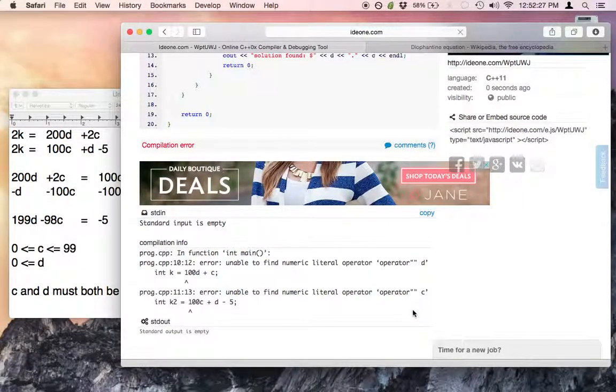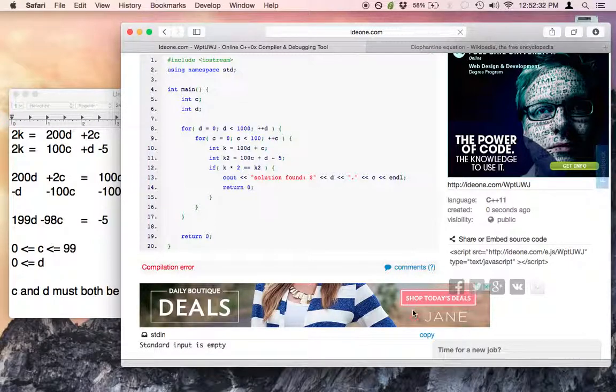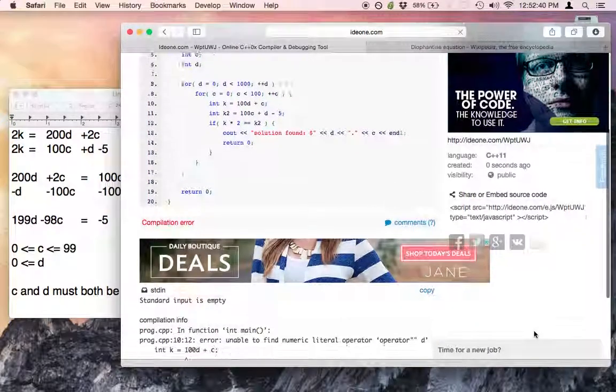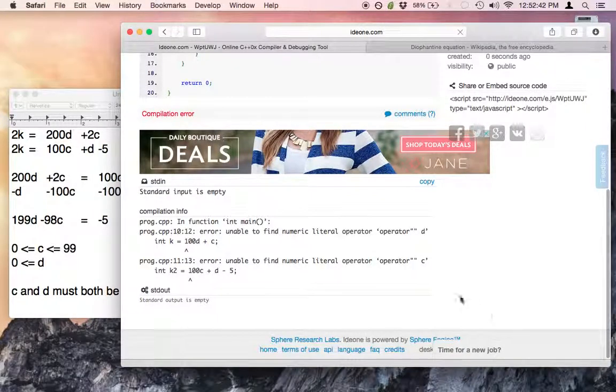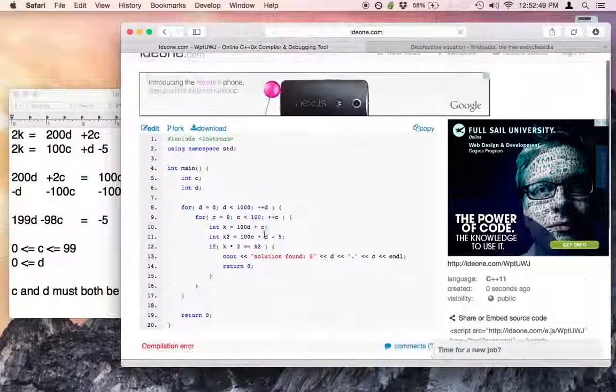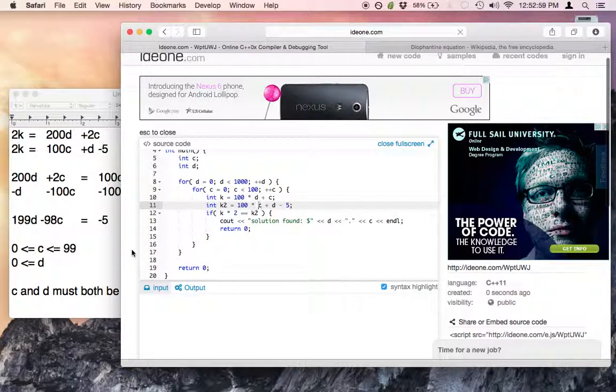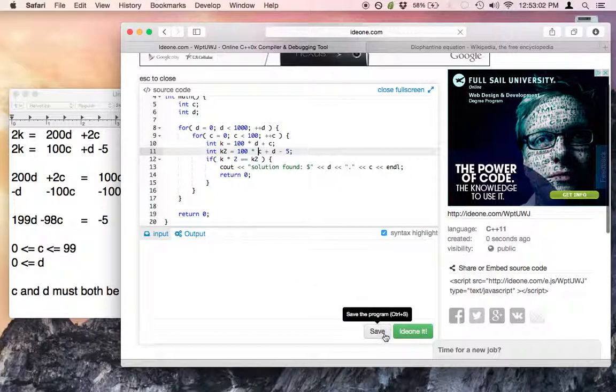Uh-oh. Something is wrong. I probably made a mistake in my program. Oh, this isn't algebra. If we want to multiply, let's go back and edit that. If we want to multiply a variable by 100, we actually have to put a multiplication sign in there. There we go. Sorry about that. Confusing. Save it.